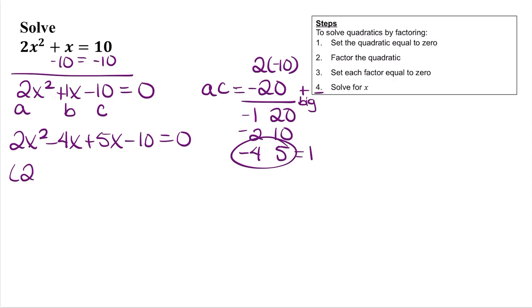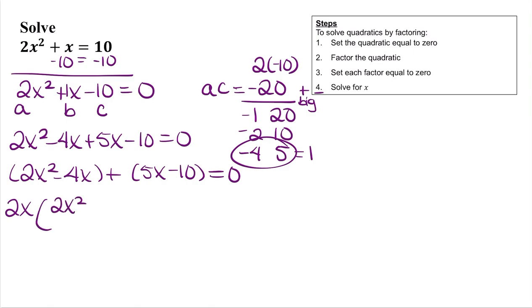I'm going to put my terms into two groups. So I have 2x squared minus 4x, and then plus 5x minus 10, and that's equal to 0. The GCF of the first set is going to be 2x, so I'm going to factor that out. I have 2x times 2x squared over 2x minus 4x over 2x, and that's going to give me 2x times, 2 over 2 cancels, and then x squared over x is just x, and then minus 4 over 2 is 2, and then x and x just cancel.